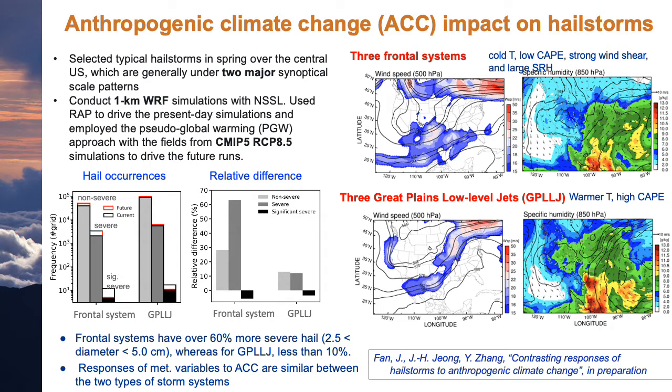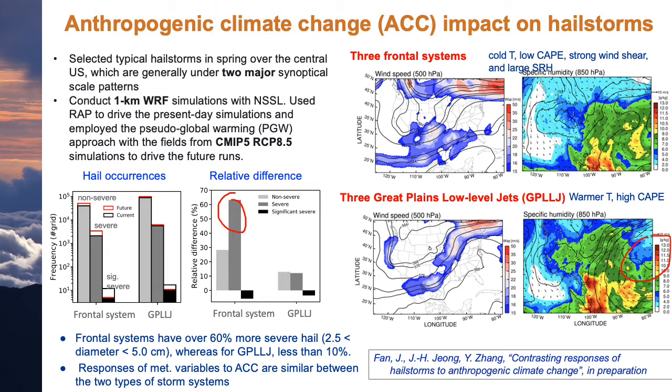The other synoptic pattern is the Great Plains low-level jet. They are associated with a strong North Atlantic subtropical high, and they usually have warm temperature and higher CAPE compared to the front systems. They have similar productivity of hail, however, their response to global warming is very different. For the front system, we have up to 60% increase in the severe hail, but for the low-level jet systems, we didn't see much sensitivity.